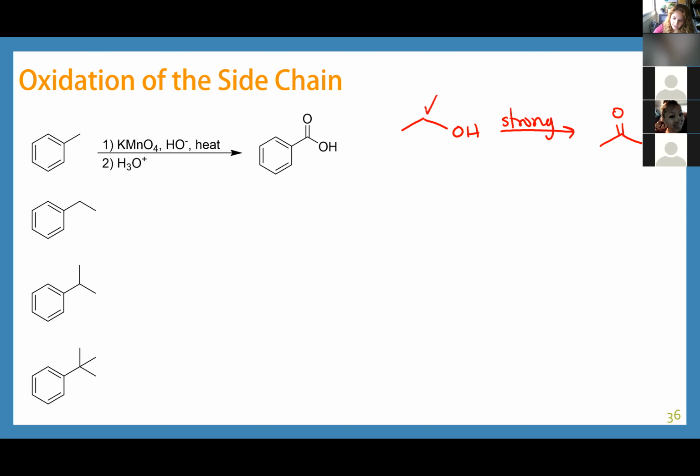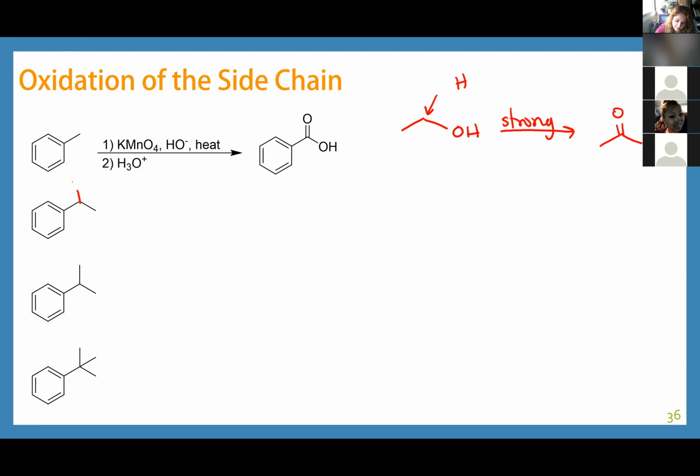And what else did we have to have on this carbon? Yeah, Isaiah got it. There has to be a hydrogen. So the same rule applies here, but notice there are no oxygens on toluene, right? And yet we react with potassium permanganate and we end up with benzoic acid. There's some really weird chemistry that's going to happen here.